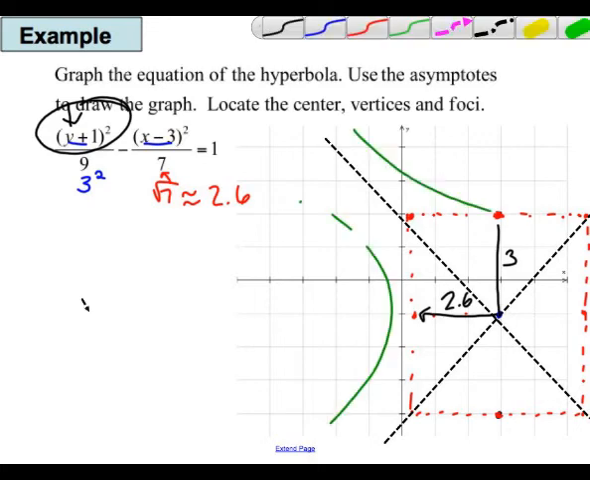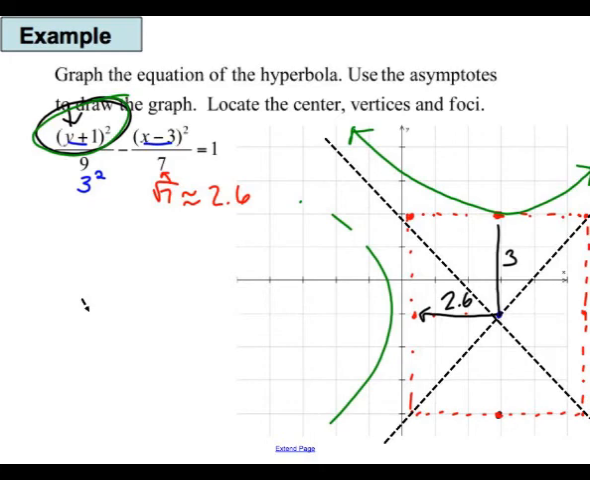Now the trick is, do we draw the graph here, or do we draw the graph here? And we know it's here because of the y occurring first. So I'm going to erase this other one and draw above and below. Remember my vertices that I graphed earlier. So there is your hyperbola.